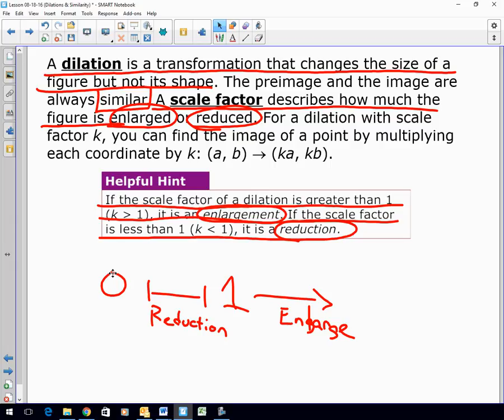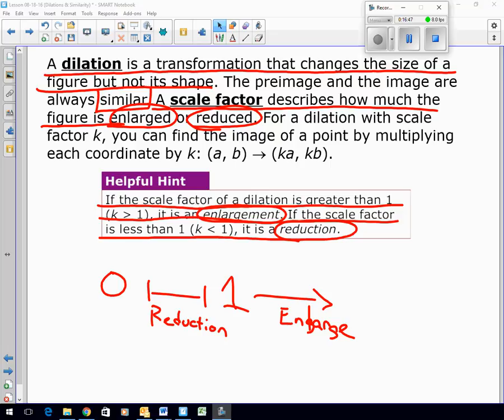You got me? So if you come to me and you're like, Mr. Hobbs, I don't get it. I wanted to make it smaller by a half, and I multiplied by -2. If you want to get something smaller, use a fraction between 0 and 1. What happens if I multiply it by a scale factor of 1? It's going to be the same.